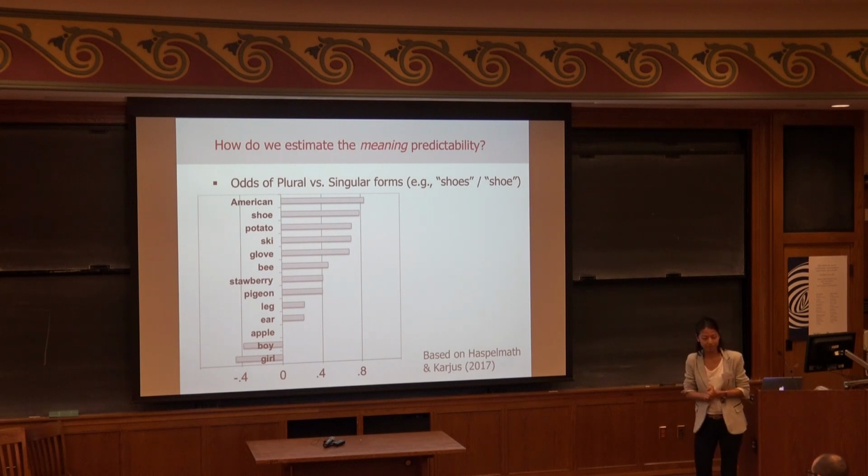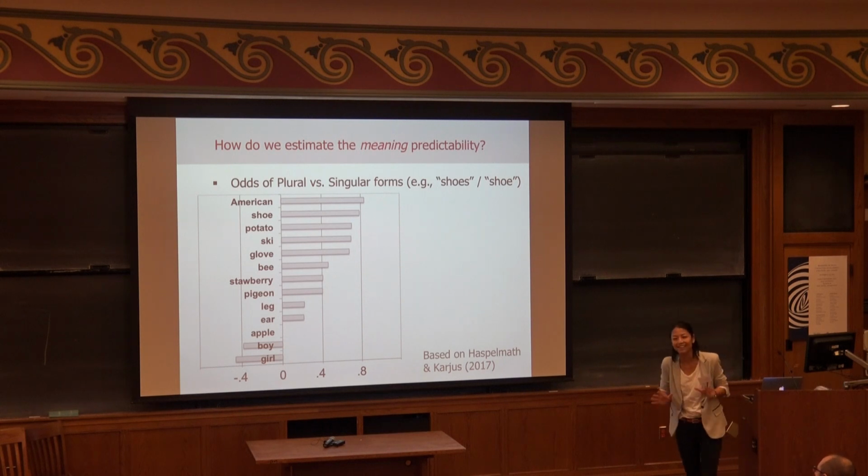And one approach that has been taken is something like this. Haskelman and his colleagues collected a bunch of nouns in different languages. I'm just showing an example from English, and counted token frequencies of plural forms versus singular forms. So, like the odds ratio of plural versus singular, but basically it means how likely it is that you use the plural form over the singular form.